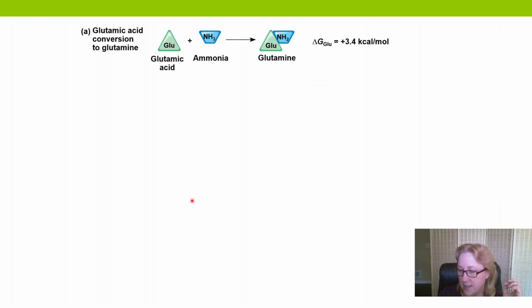So here's a synthesis reaction that uses ATP. So this is something that our cells do, taking one amino acid, glutamic acid, and converting it into another, glutamine.